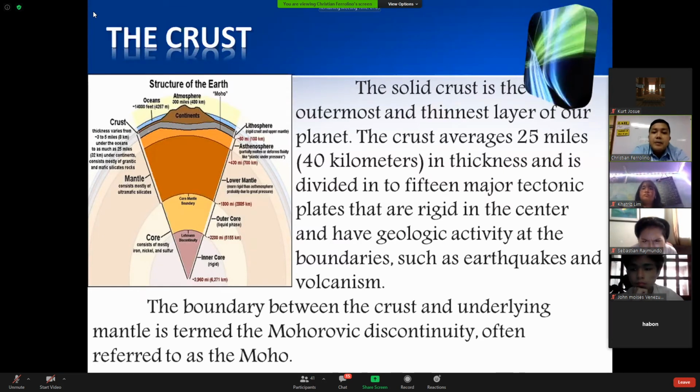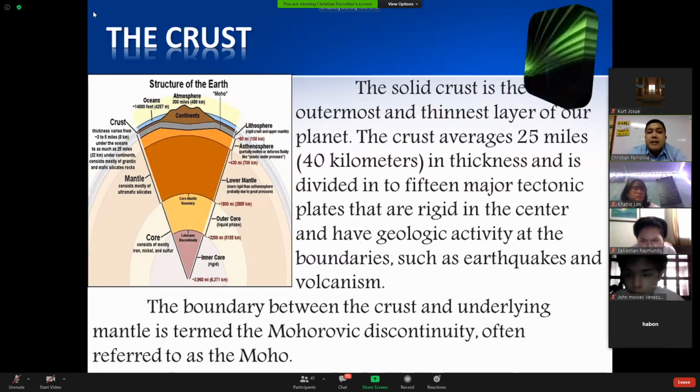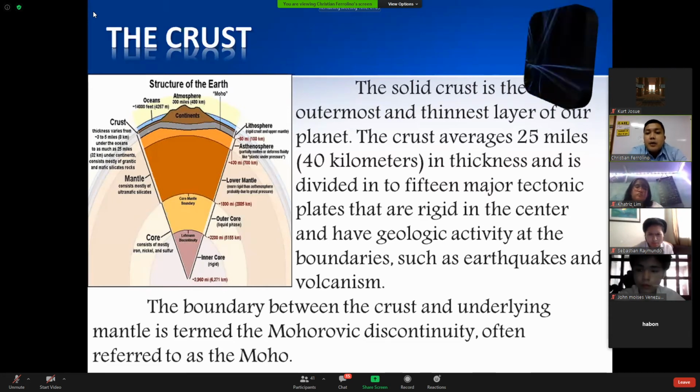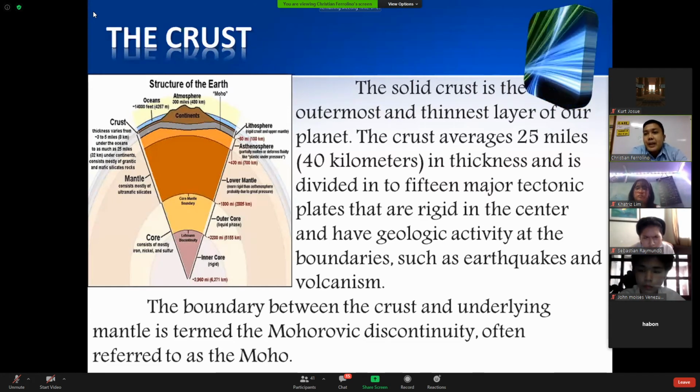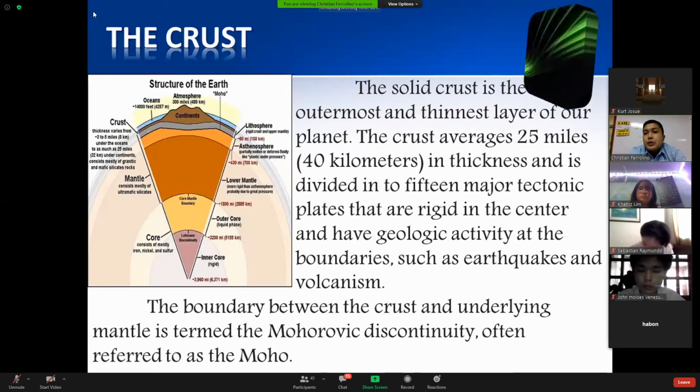The boundary between the crust and the underlying mantle is termed as the Mohorovicic discontinuity, often referred to as the Moho zone. So, yun yung ating term niyan. So, that's the Mohorovicic discontinuity. Now, notice this one, class.